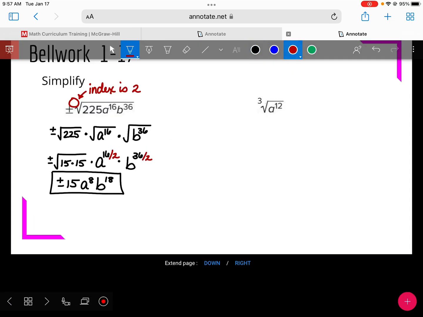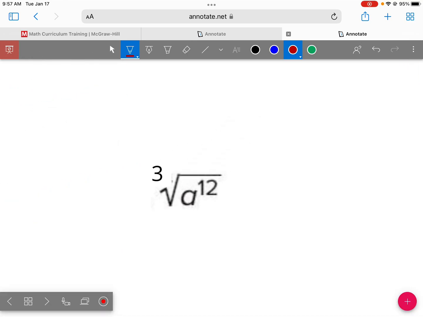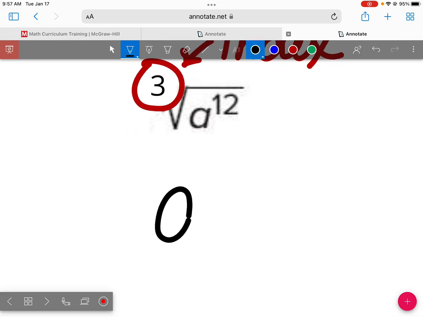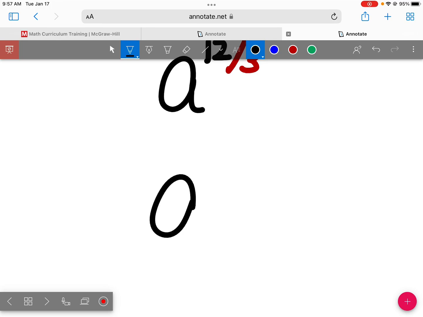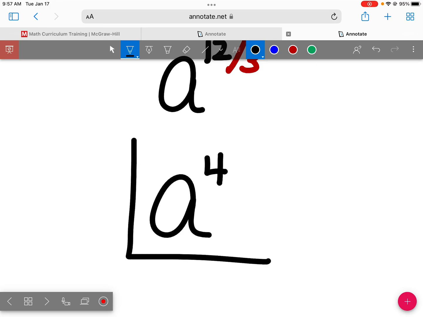And what is our index on the second problem? 3. Here's the index. So I have a to the 12 divided by my index of 3, which is going to be a to what power? A to the 4th power. Yes.